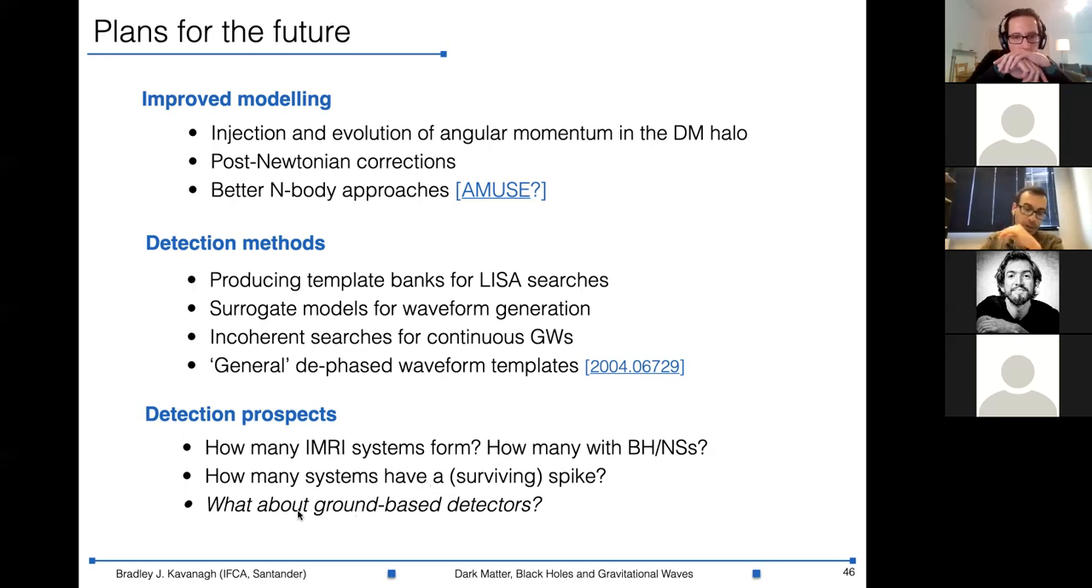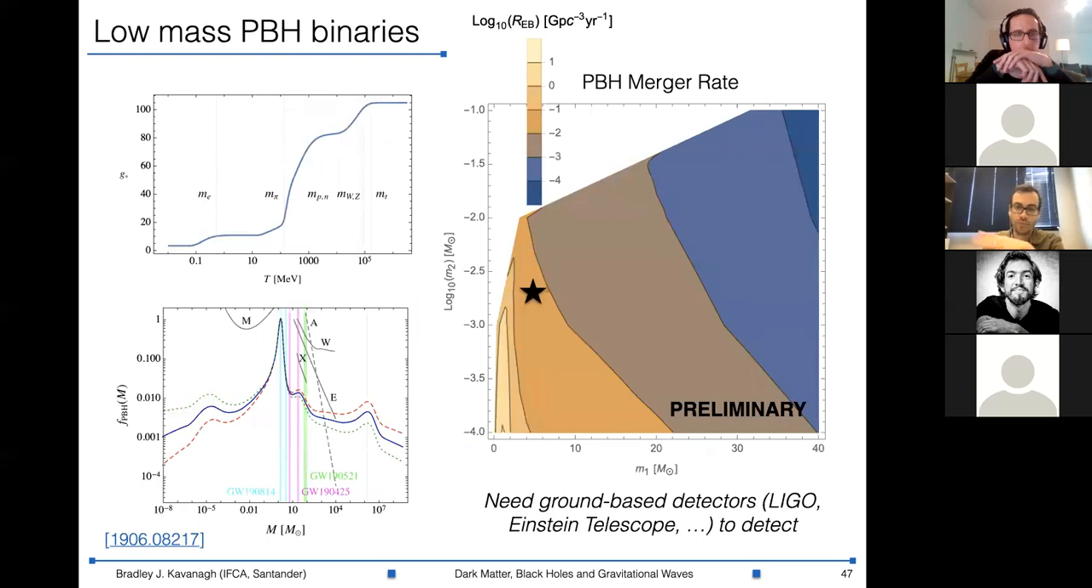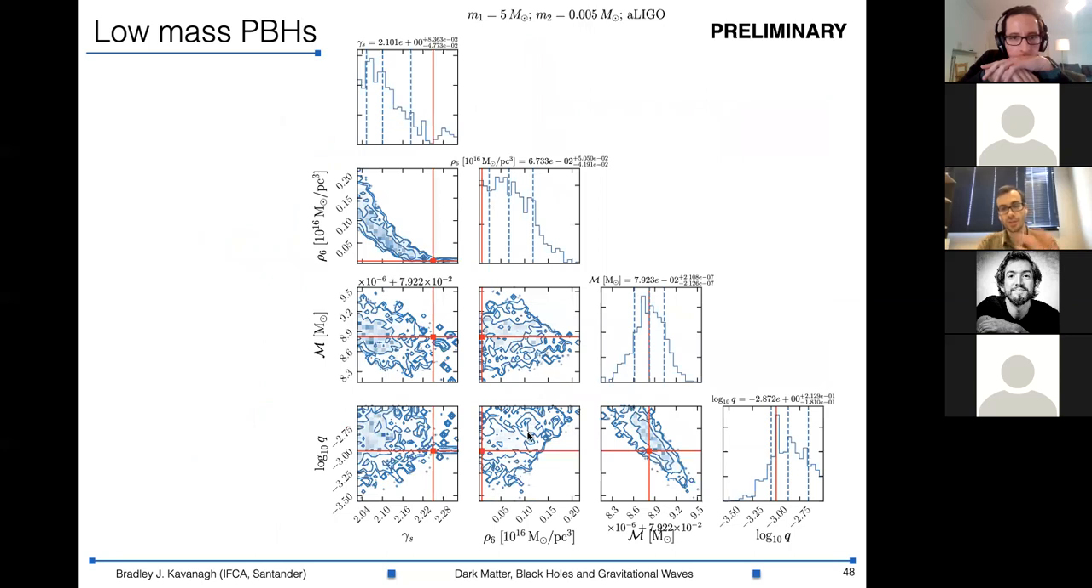Another thing is that we're thinking about whether any of this is feasible to detect with ground-based detectors. People can ask later, but it turns out that if you have two primordial black holes, one of them could be very light, on the order of 10 to the minus 3 solar mass, and the other about 5 solar mass. It looks like this kind of system could be detectable with LIGO or Einstein Telescope, and you can start to maybe reconstruct some of the parameters of this system.